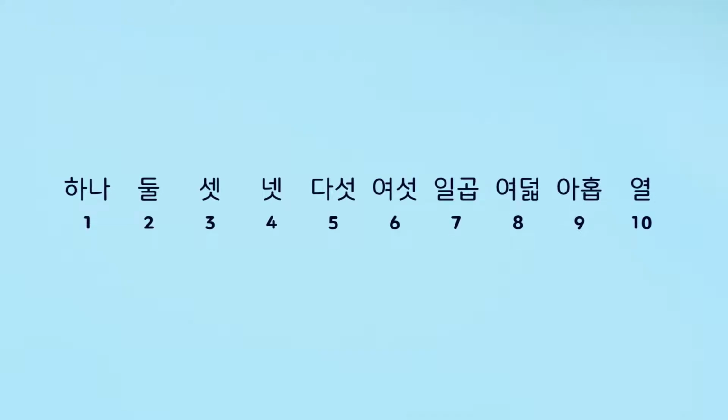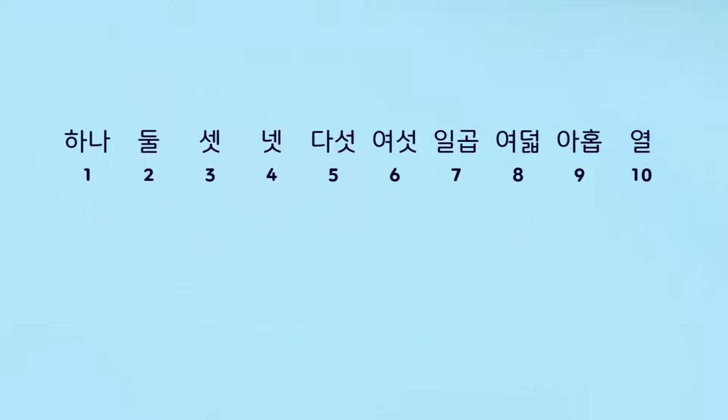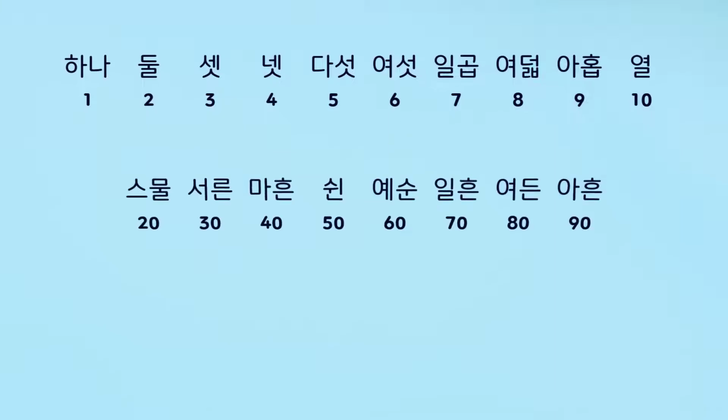Let's begin with numbers 1 to 10. Listen and repeat after me. 하나, 둘, 셋, 넷, 다섯, 여섯, 일곱, 여덟, 아홉, 열.